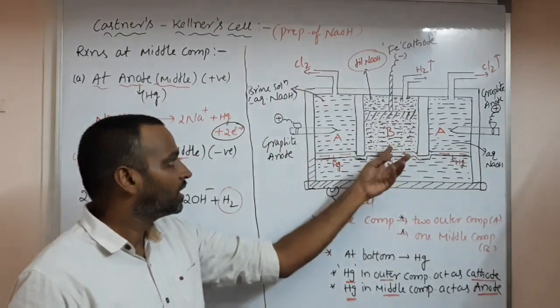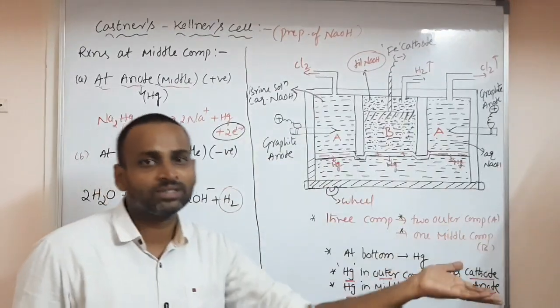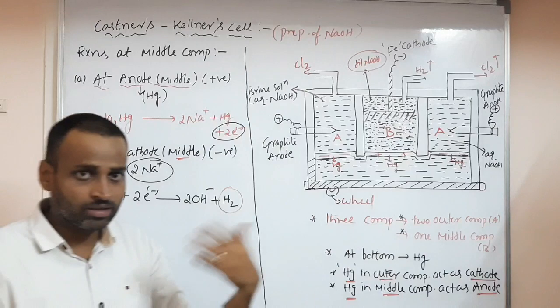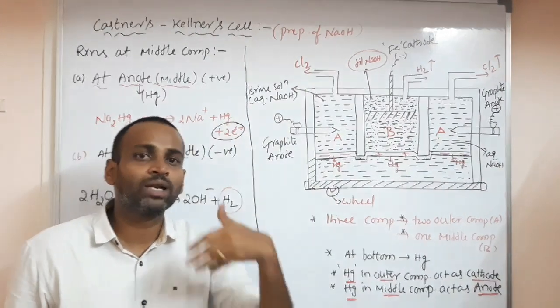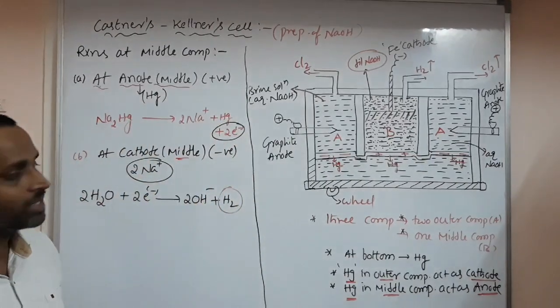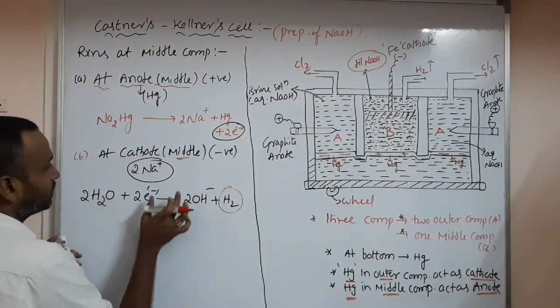Na2Hg came here, so Na can convert into Na plus. As we know, Na is more electropositive, so it can easily lose an electron, and the Na plus form is easily formed. Okay, so at the cathode, what happened?